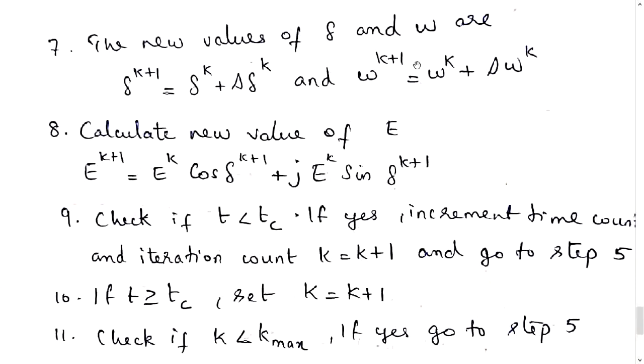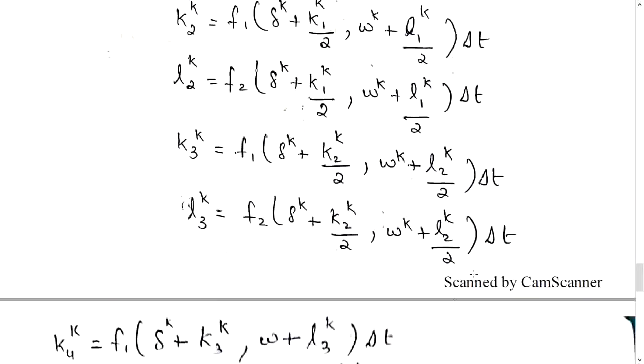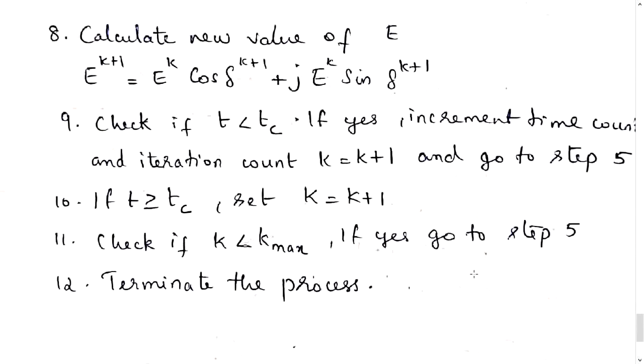And the next step is to calculate the new value of E, the induced EMF. After getting the values of delta and omega, we calculate the induced EMF E. Then the next step is we have to check whether we have reached the required time. That is, we have to check whether T is less than Tc. If T is less than Tc, that is, the required time is not reached, then we have to increment the time count and iteration count. The iteration count is k equal to k plus 1, and again we have to perform step 5. We have to again calculate these constants and new values of delta. If T is greater than Tc, that is, the required time is reached, then set k equal to k1.